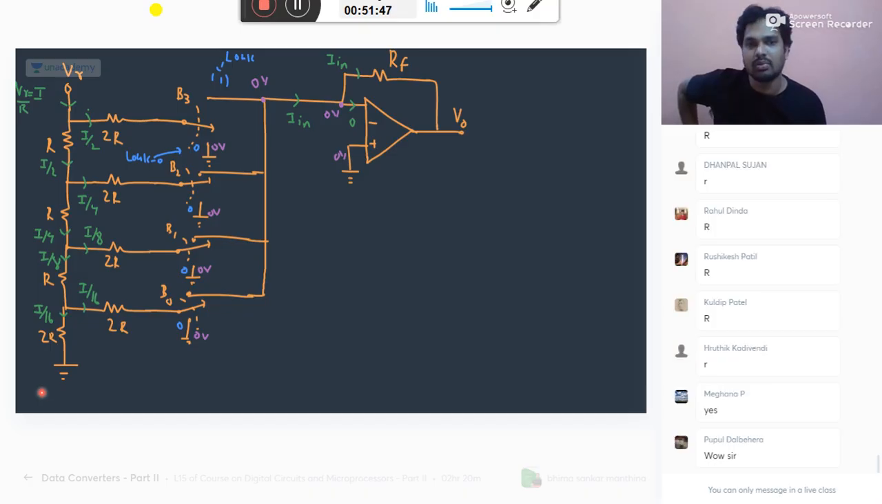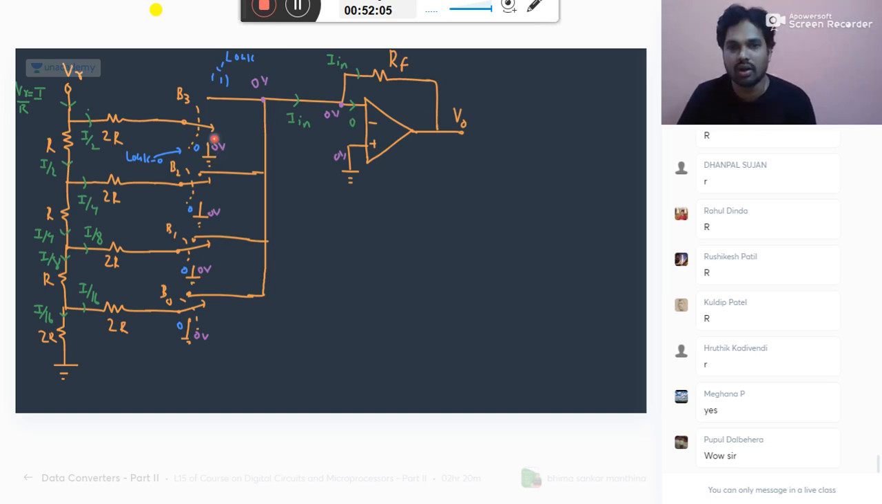Now our job is, when a particular bit is 1, this current will be going through this path. If a particular bit is 0, it will go through the ground. So the current is getting switched. Whether it is 1, it may go through this resistor; otherwise, it will go through this. So that is what is happening here.